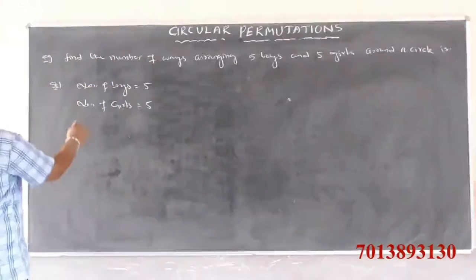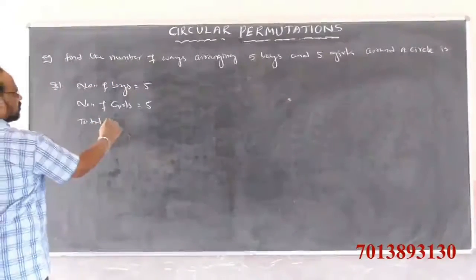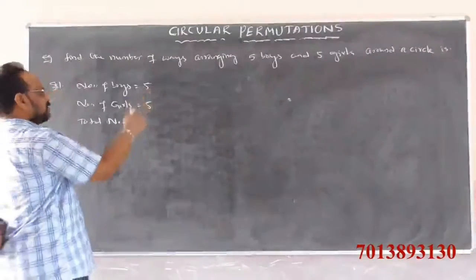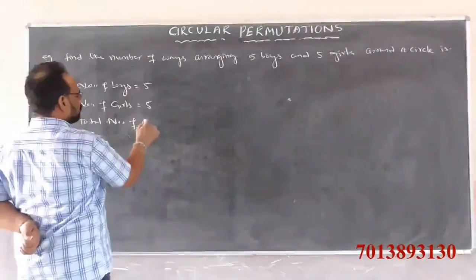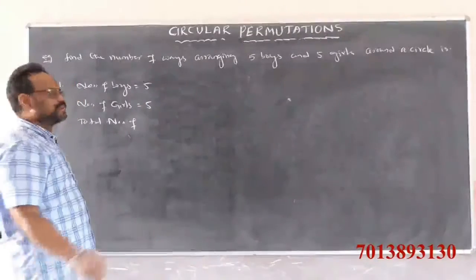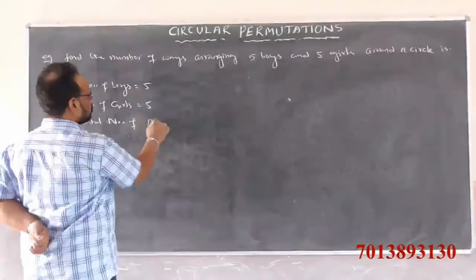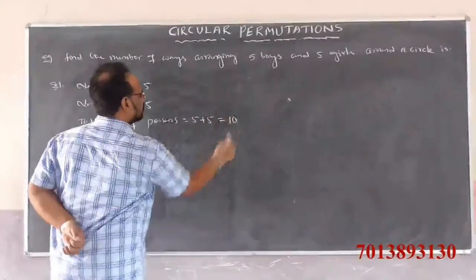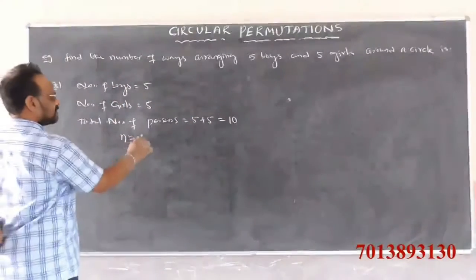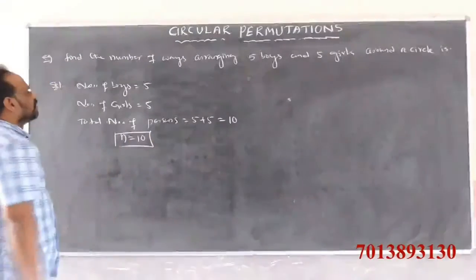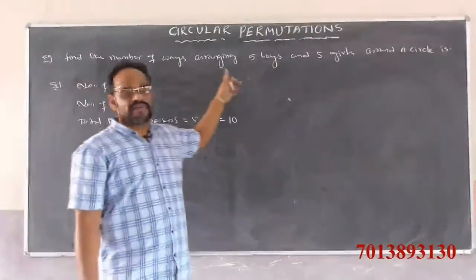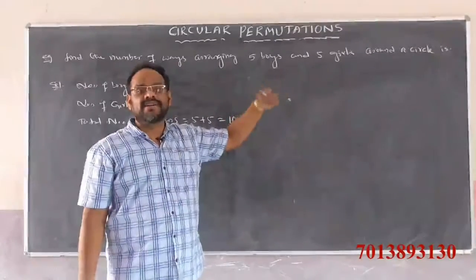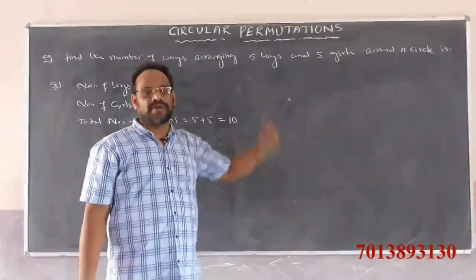Total number of things or objects or persons. Total number of persons is equal to 5 plus 5, really 10. So n is equal to how much? 10. We want the number of ways of arranging 5 boys and 5 girls around a circle. That means we want circular permutations.